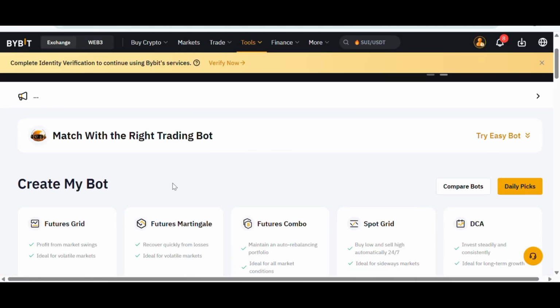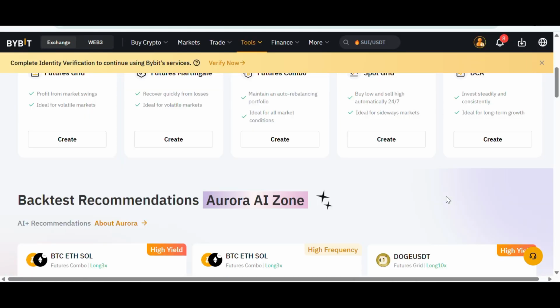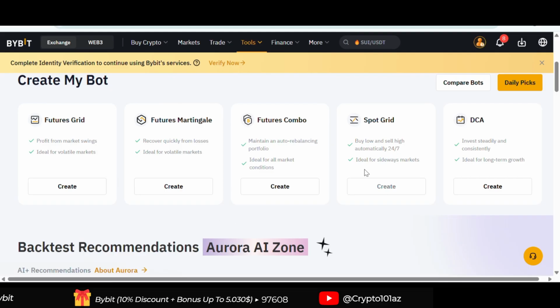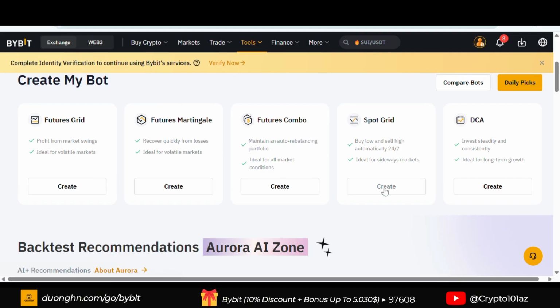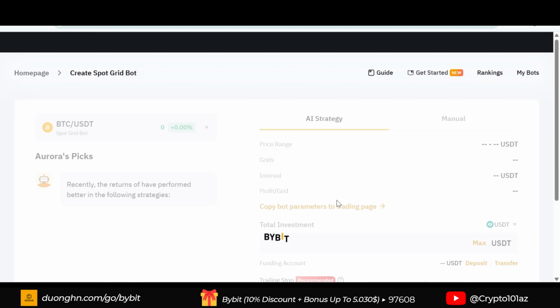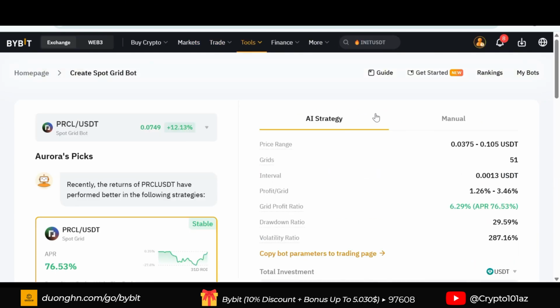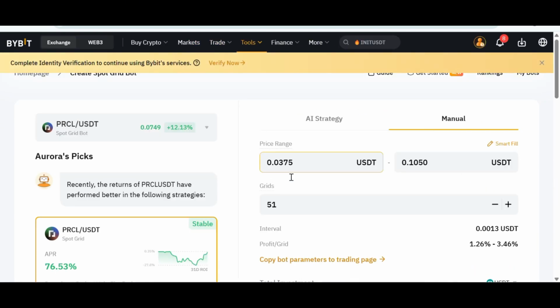Like over here, when you create a new bot, you can simply click on create a new bot. Let's say you want to create a spot grid. So I'm going to click on create over here. And here you can create a spot grid using AI strategy or manually. Now we have price range. Now this is the lower boundary and this is the higher boundary.